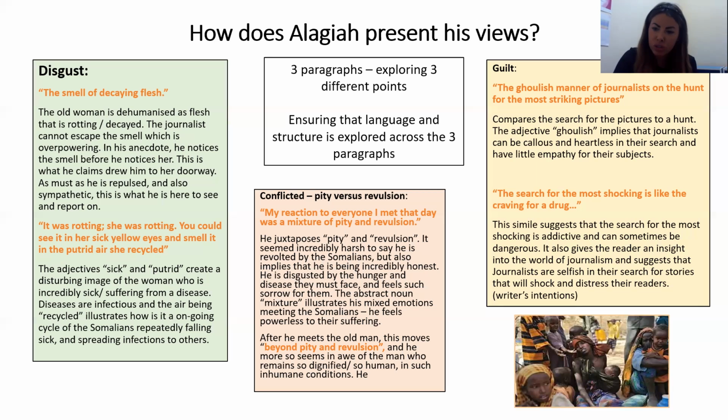One thing I haven't mentioned as much here is writer's intention and reader reaction. That is again something that you should consider in your responses. So yes, while he wants to shock readers, think about how he's also criticizing the nature of journalism.